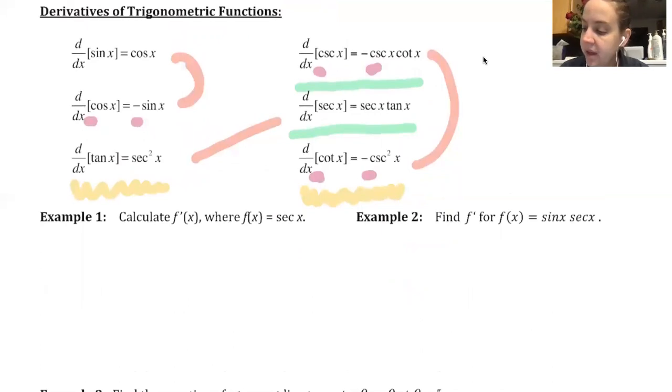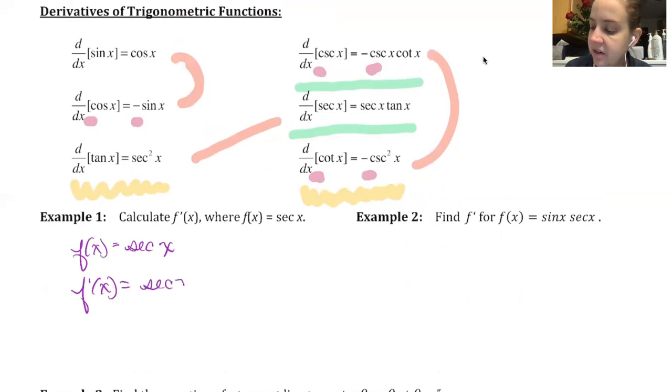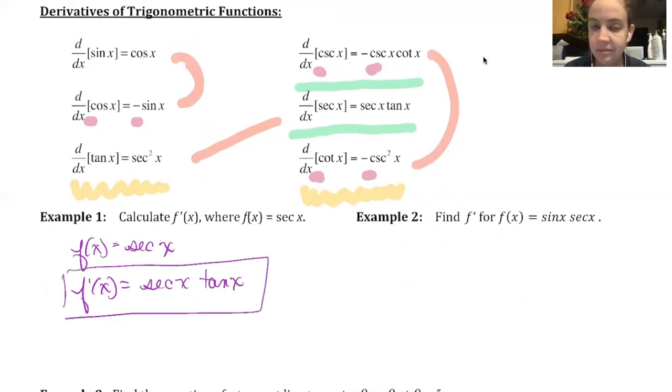Example 1, calculate f prime of x where f of x is equal to secant x. So f of x is the secant of x. F prime of x is the derivative of that. I look on my list up above. It's secant x tangent x. Done. That's it. There's nothing else to do. Awesome. For number 2, find f prime for sine of x secant x.